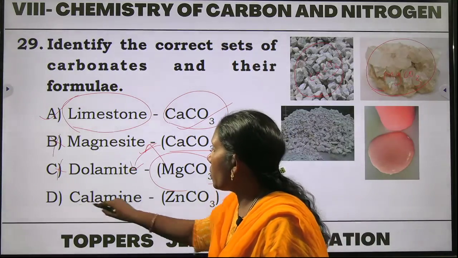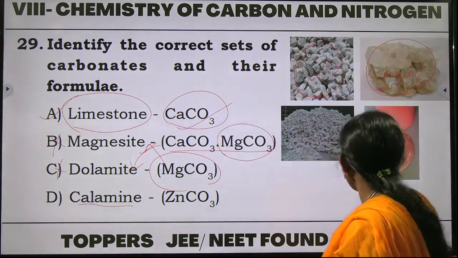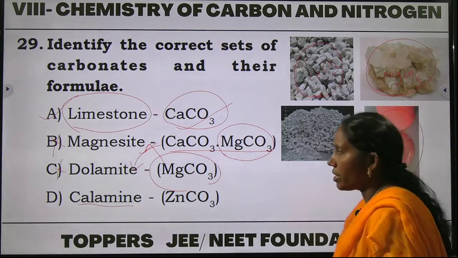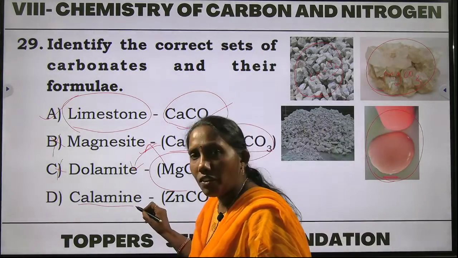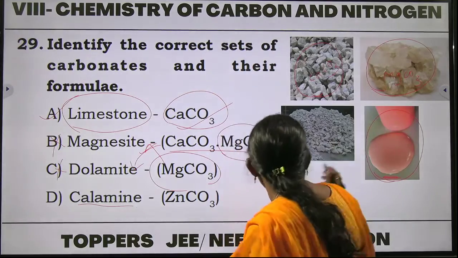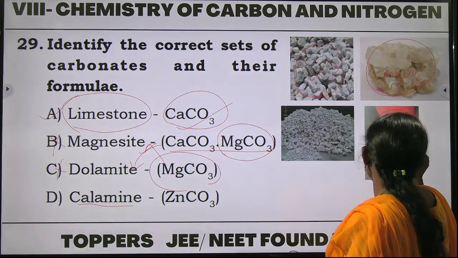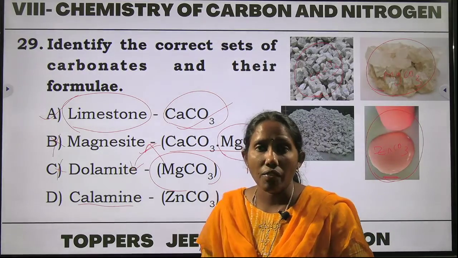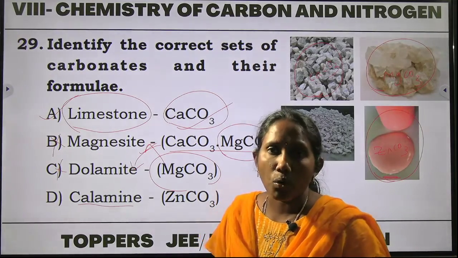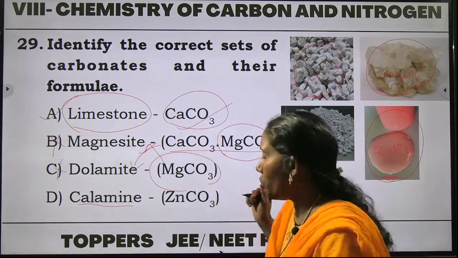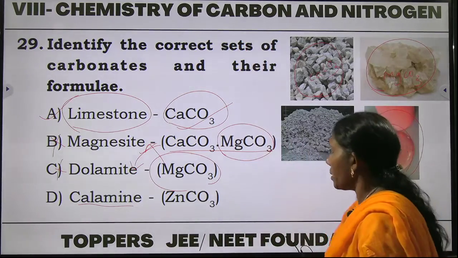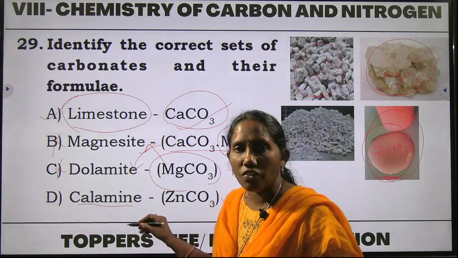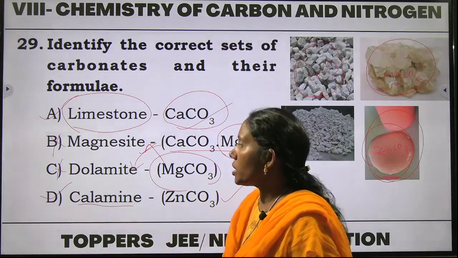Coming to the next one, calamine. See, the calamine will be like this. It is a smooth paste, and the formula for calamine is zinc carbonate. This is the zinc carbonate lotion, like calamine lotion. If we have any rashes on the body, generally they prefer to use this type of calamine. So ZnCO3 is the correct formula for calamine. So option D is also correct.